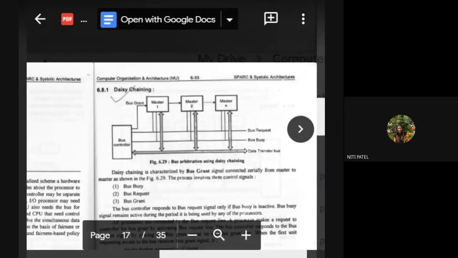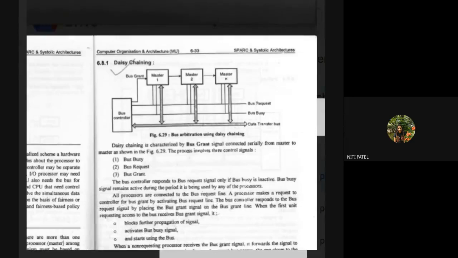Okay, so what was this concept? Whenever any device wants to transfer data, it has to use the bus. To use the bus, it has to first request the bus controller. Why the bus controller? Because the bus controller is the unit controlling all three lines, that is the request line, busy line and grant line. If the bus is free, it will give the data transfer bus to that particular device. If it is not free, it will say that the bus is not free, you have to wait for some time and re-request. So this concept is called daisy chaining. Okay, is this understood?